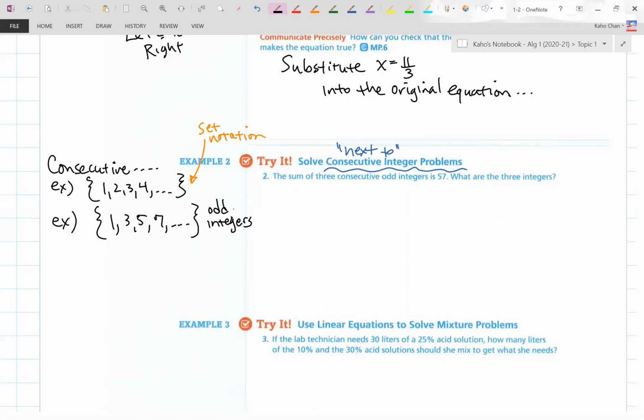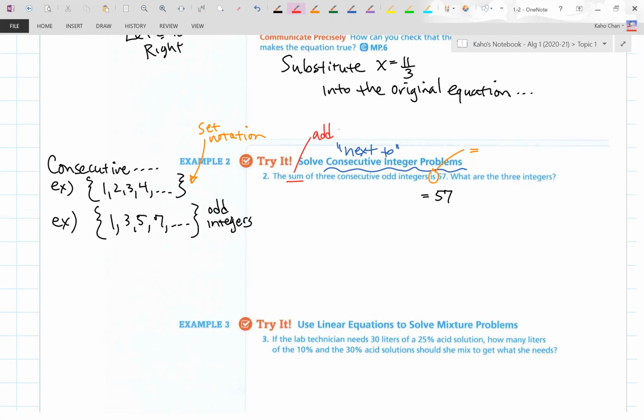All right. Let's take a look at our problem here. The sum of 3 consecutive odd integers is 57. In math, the word is refers to an equal sign. So let's go and set that up. Is 57. Okay. Sum in math means to add. We're going to add 3 values we don't know together to equal 57.